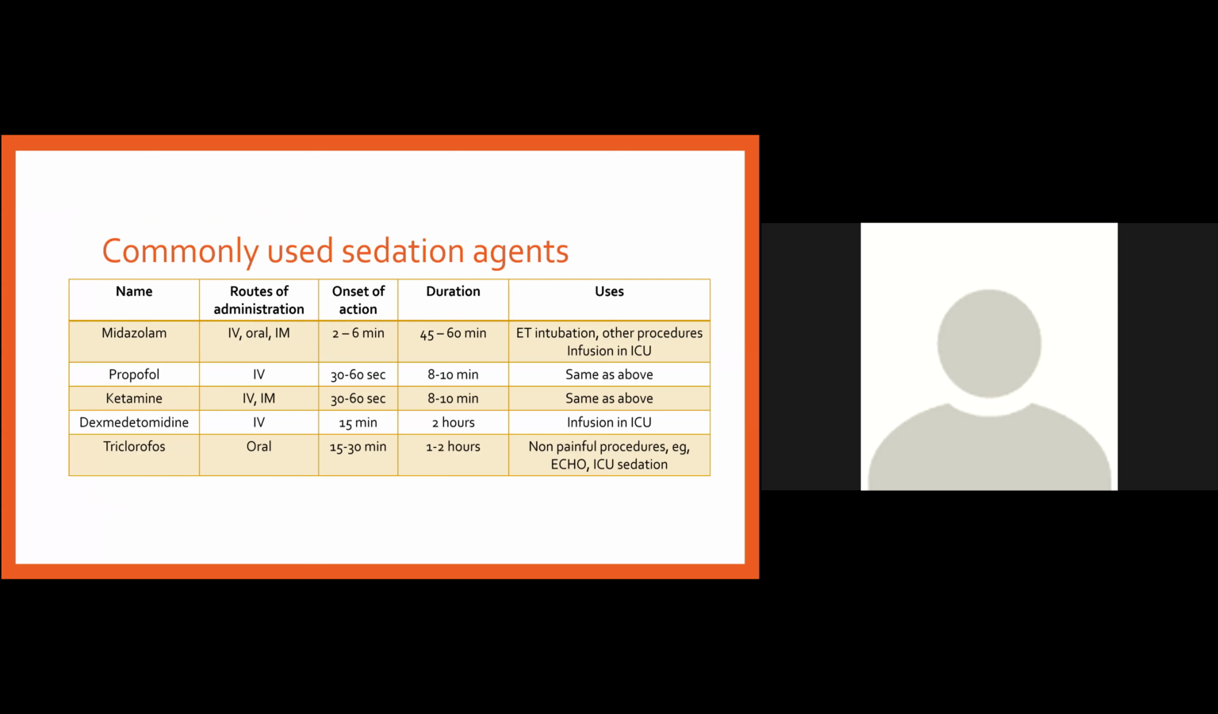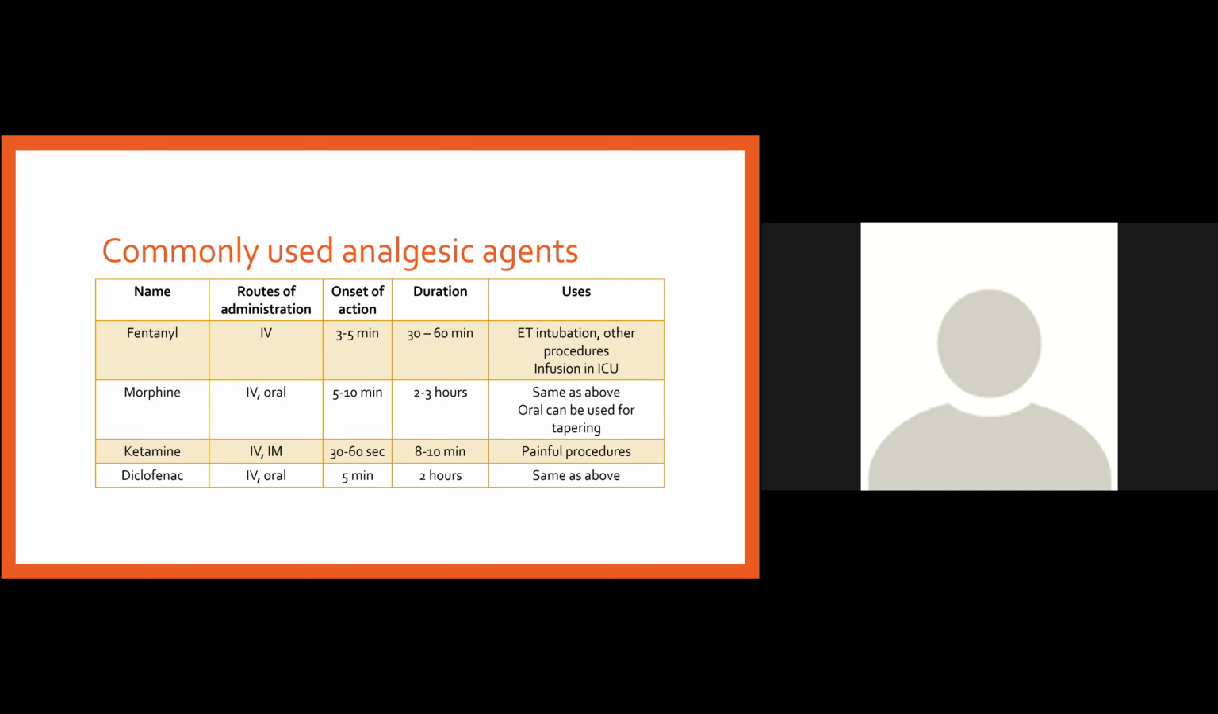So we are mostly relying upon midazolam and ketamine in pediatric patients, and many times, if oral sedation is needed, we depend on trichlorophos. Not least to mention analgesic agents like fentanyl, morphine, and ketamine. Ketamine is a good anesthetic agent and also has profound analgesia, so both purposes, analgesia and anesthesia, are solved with ketamine. And for pain, we can give diclofenac in the usual doses.